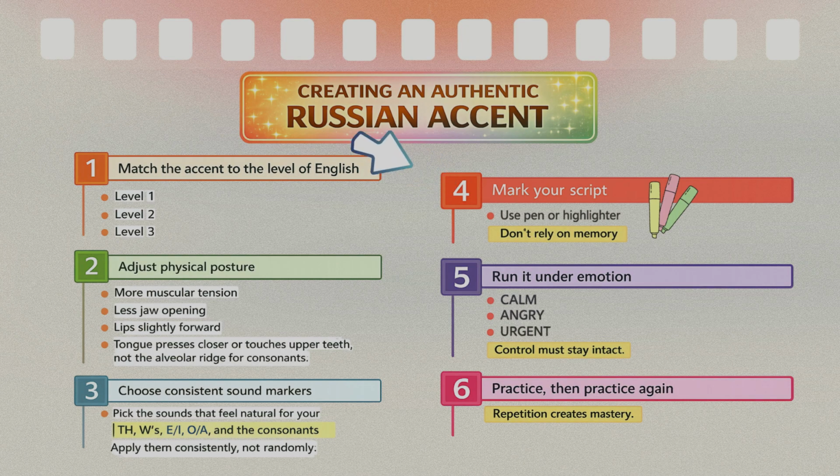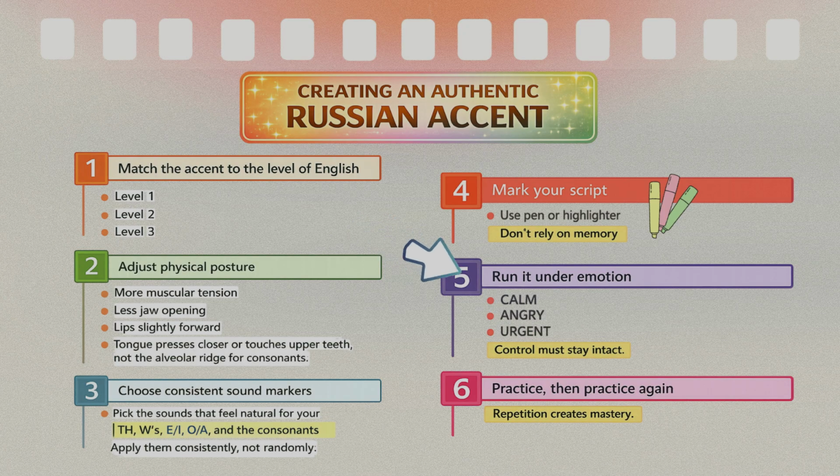Step 4 is something that most actors miss. Mark your script. Don't rely on memory. When you're working with an accent, your brain is already doing a lot of work. Mark the sounds, highlight the places where shifts happen, and give yourself visual cues so the accent stays stable throughout the scene.